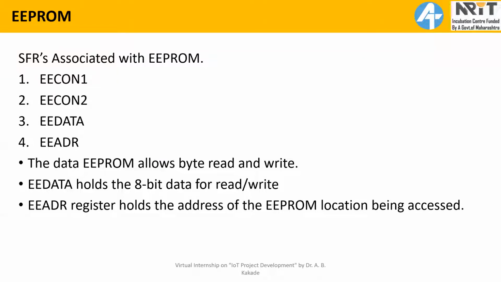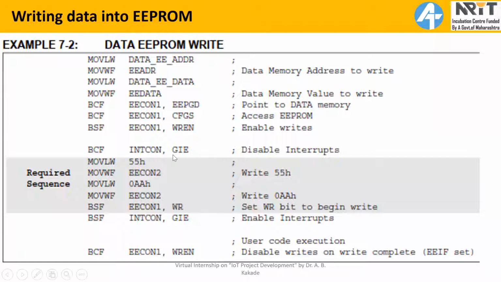So SFRs I already discussed. This data EEPROM allows byte read or byte write. You cannot write more than 1 byte at a time. So at a time we can perform one byte read operation or one byte write operation. EDATA holds 8-bit data for read or write operation. The EADR register holds the address of the EEPROM location being accessed. So it may be accessed for read or write.